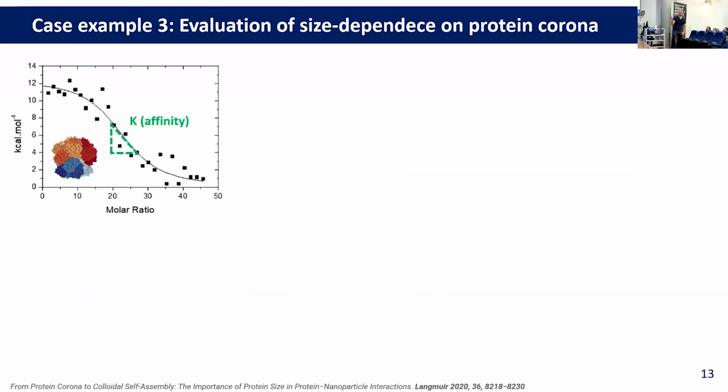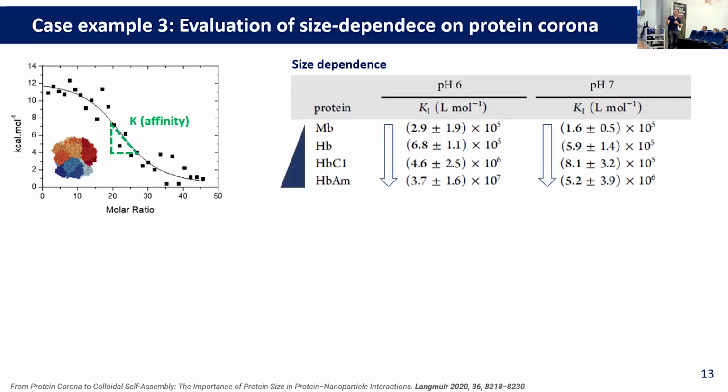So first of all, let's talk about the affinity. The affinity, as I said before, is how strongly some molecules bind to the other ones. So what they saw is that as we increase the size, so as the protein increases in size, this constant was higher, implying that there was higher affinity towards our nanoparticle. Also both at pH 6 and pH 7.